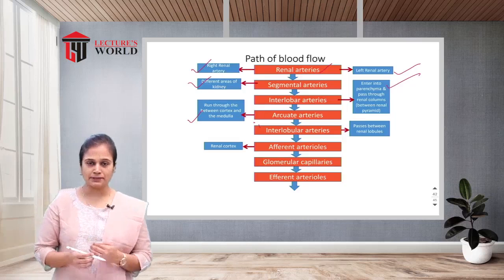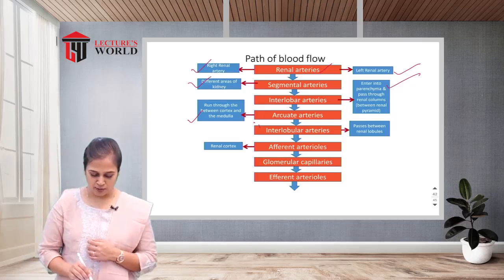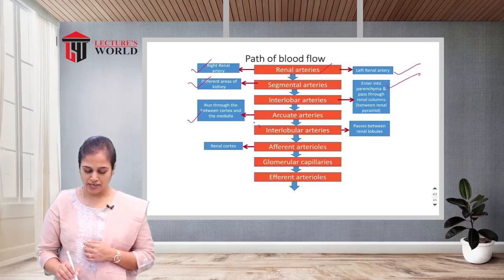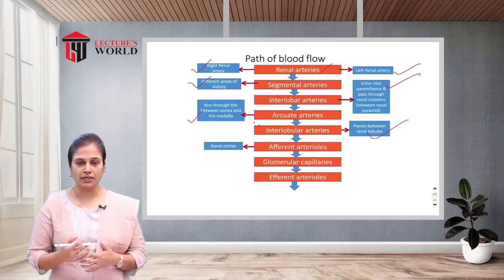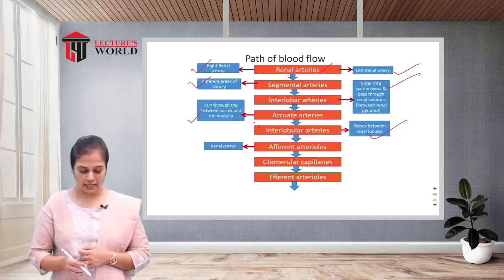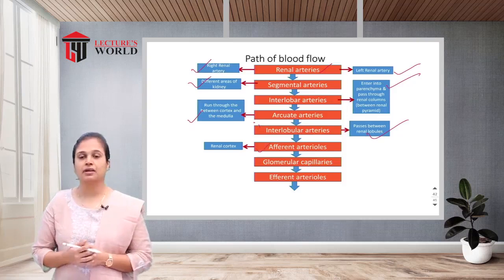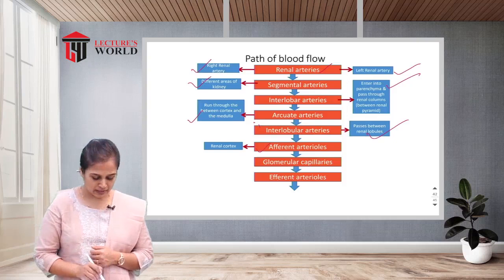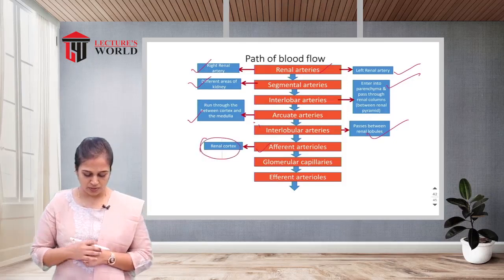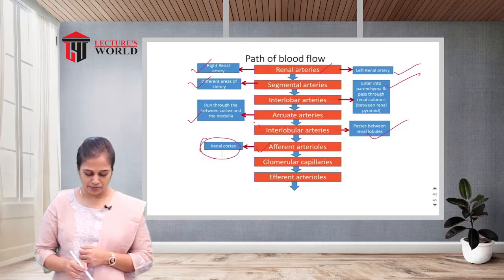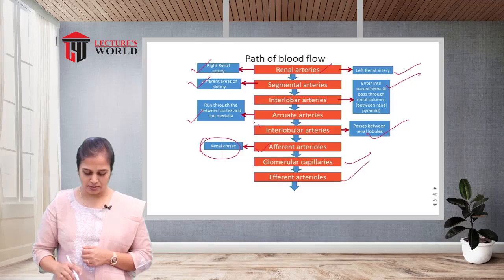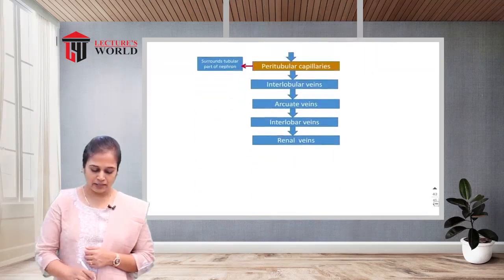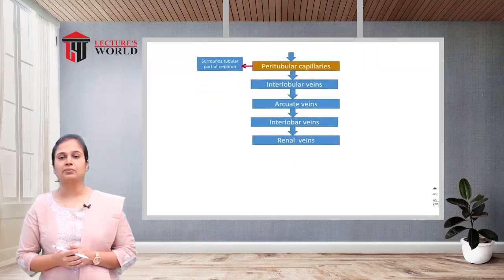From the arcuate artery it becomes the interlobular arteries, which pass between the renal lobules, and from the interlobular arteries it becomes the afferent arterioles, and these supply the renal cortex. From the afferent arterioles it becomes the glomerular capillaries. From the glomerular capillaries, the efferent arterioles, and then it comes into the peritubular capillaries.